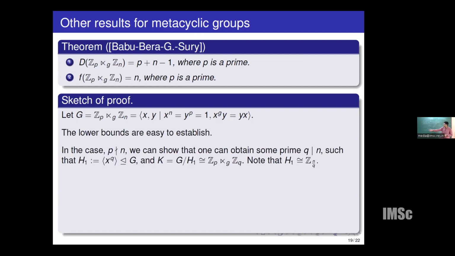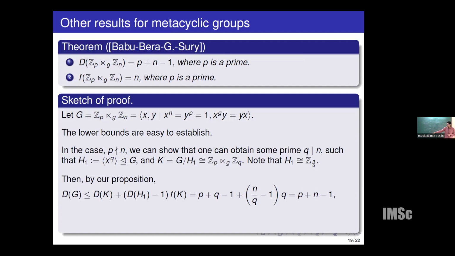And therefore we see that if we take the subgroup generated by x power q, then the quotient would be Zp semidirect Zq and not a direct sum. And the subgroup will be isomorphic to Z mod n by q Z.